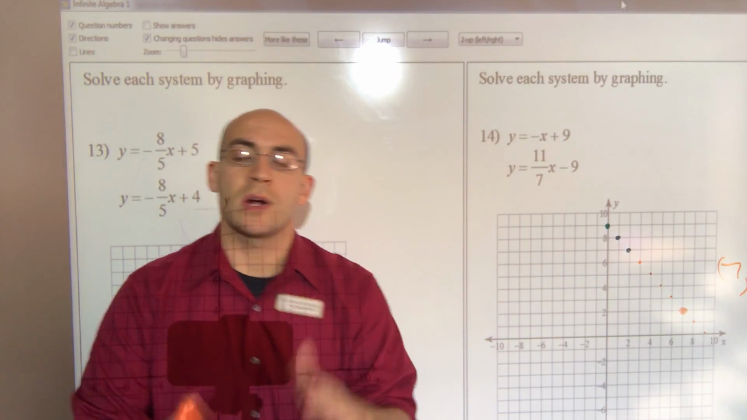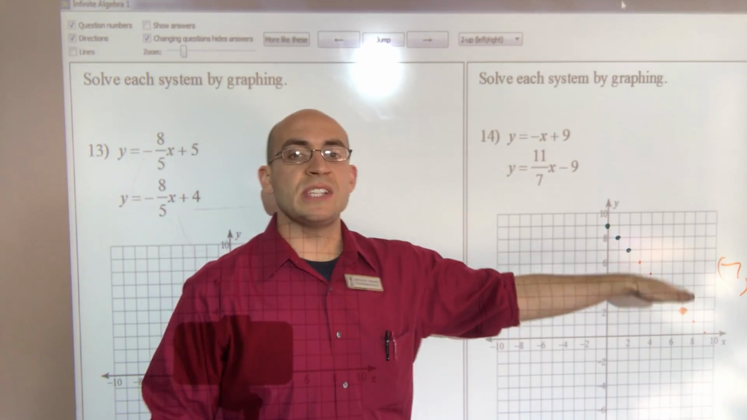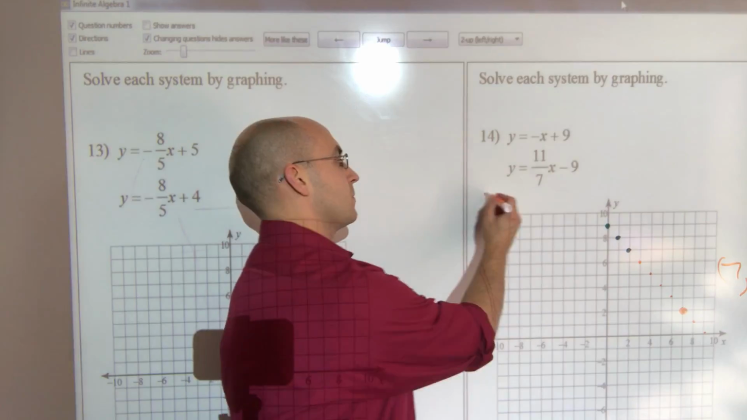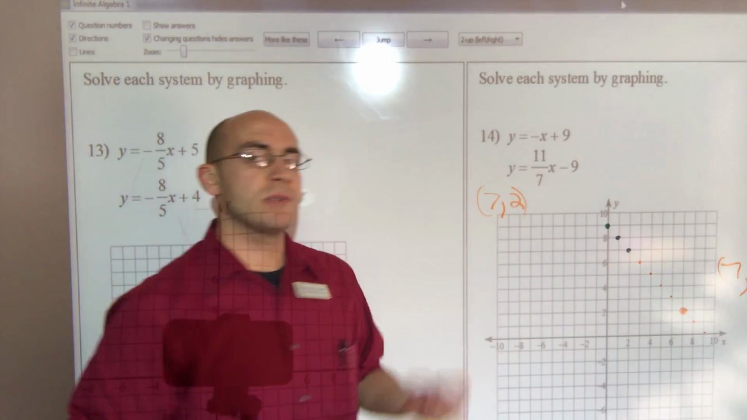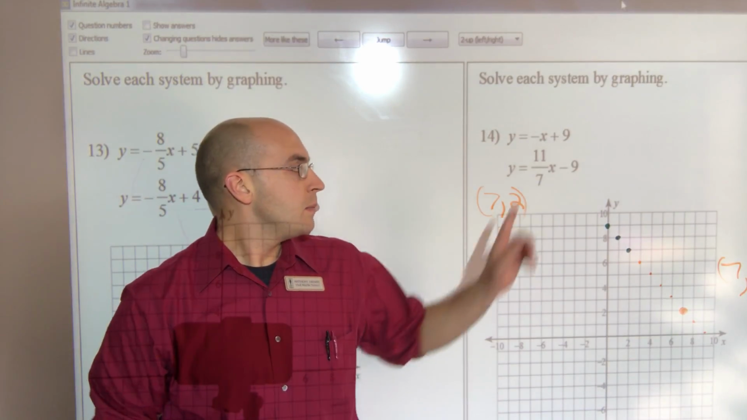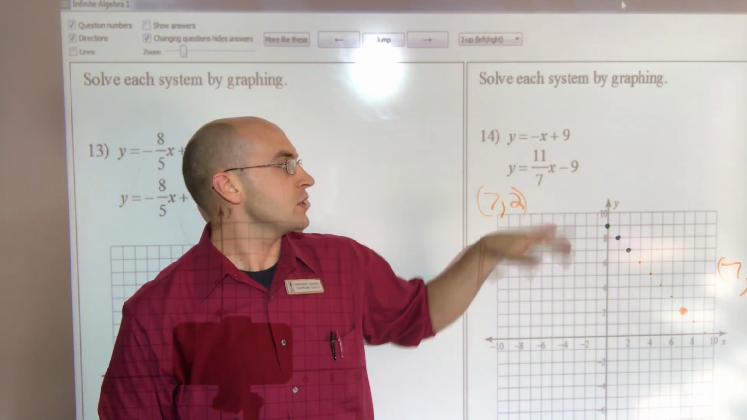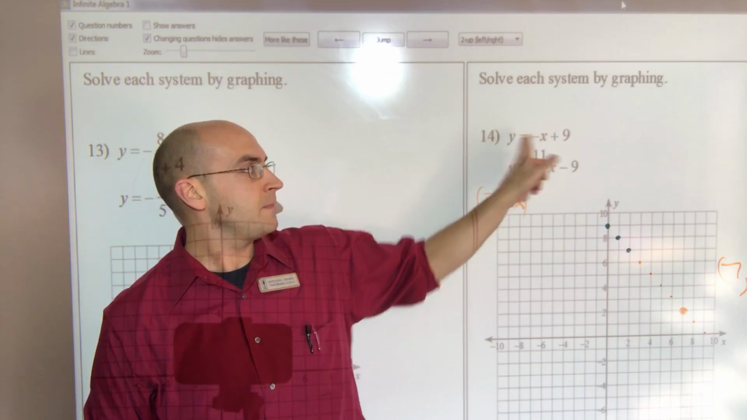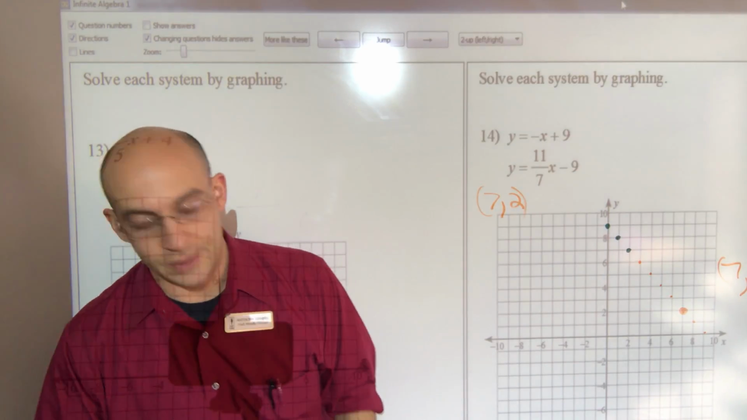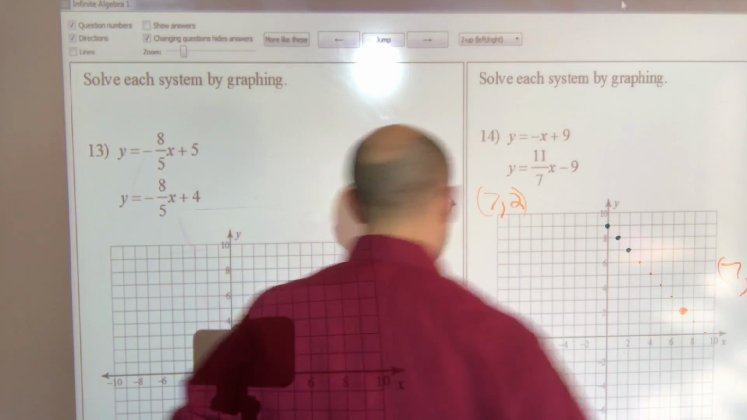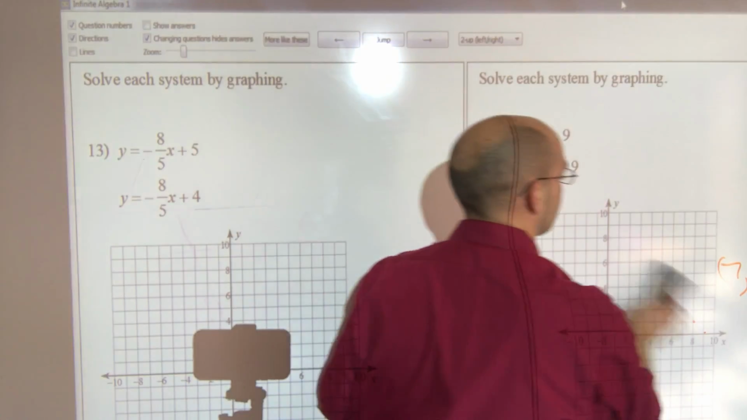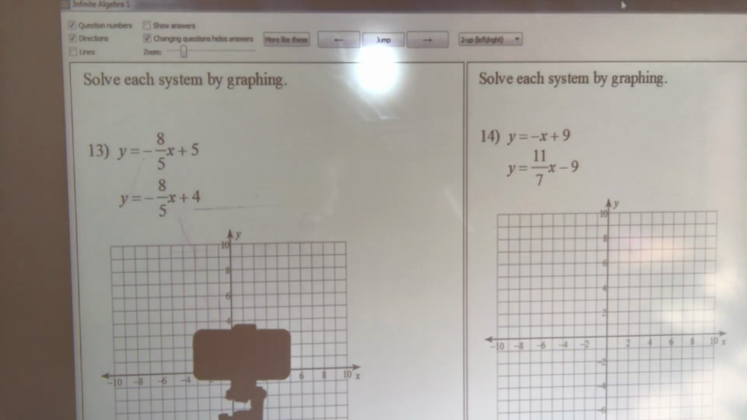Please make sure you check your work. What I mean by that is, you know 7 is an x value and 2 is a y value. Plug in 7 for x, and 2 better come out for y when you figure this equation out. So negative 7 plus 9 is 2, and there I have my answer. I know I'm good. All right? You don't have to check both equations. As long as you check one, you're good to go. Okay? Next one, let's do a substitution problem.